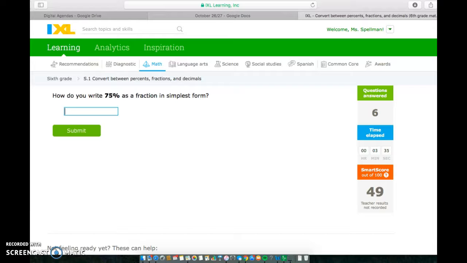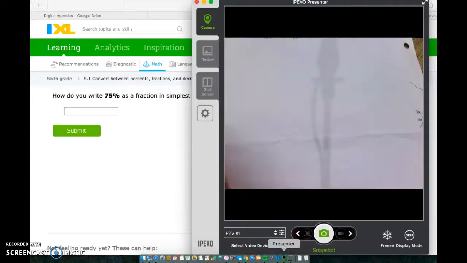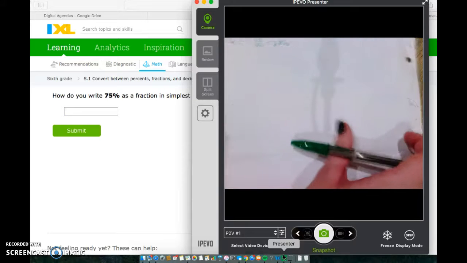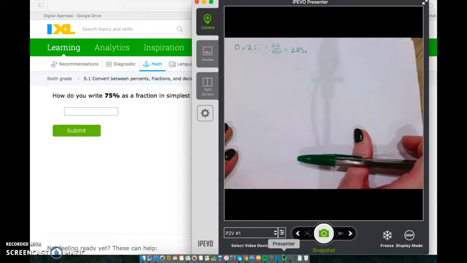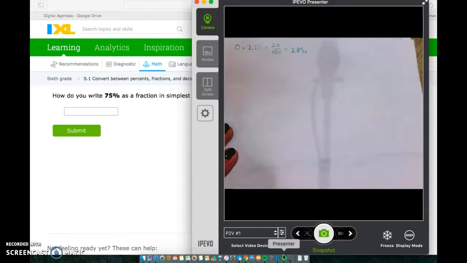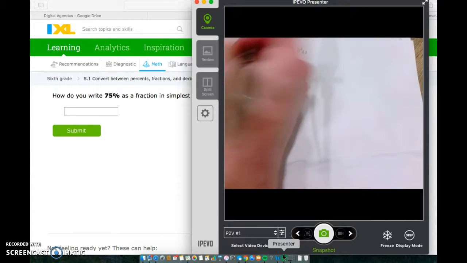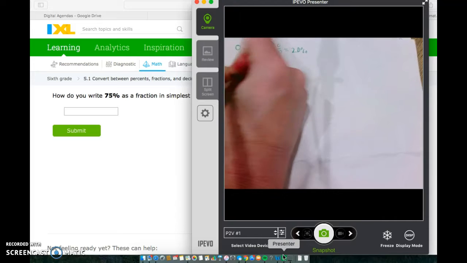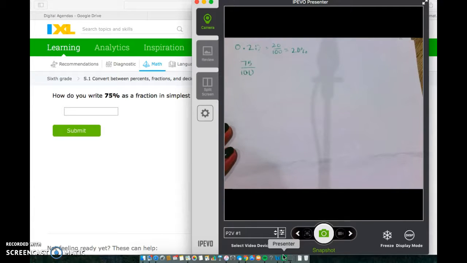75% as a fraction in simplest form. I know this is where some people are having trouble, so let's take a look here. Let's just start with the fraction part first. I know if it is a percent, that means out of 100. So my fraction just right out of the gate is 75 out of 100.